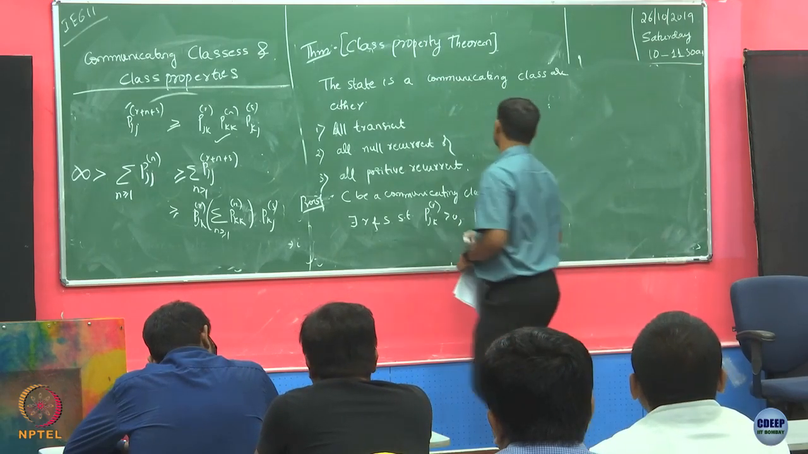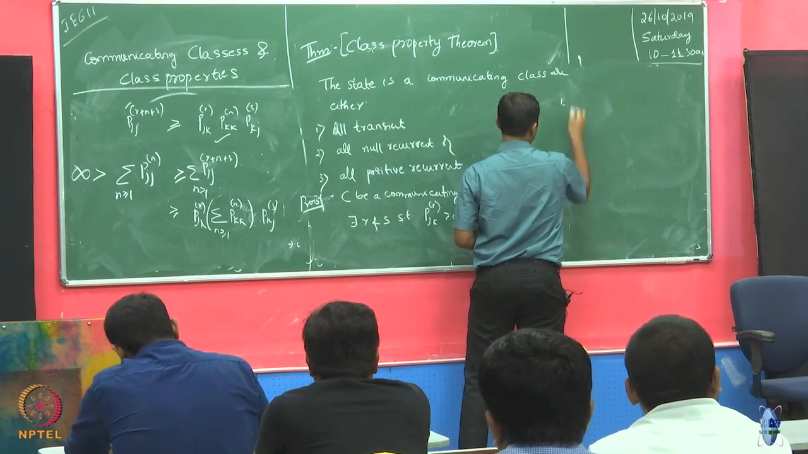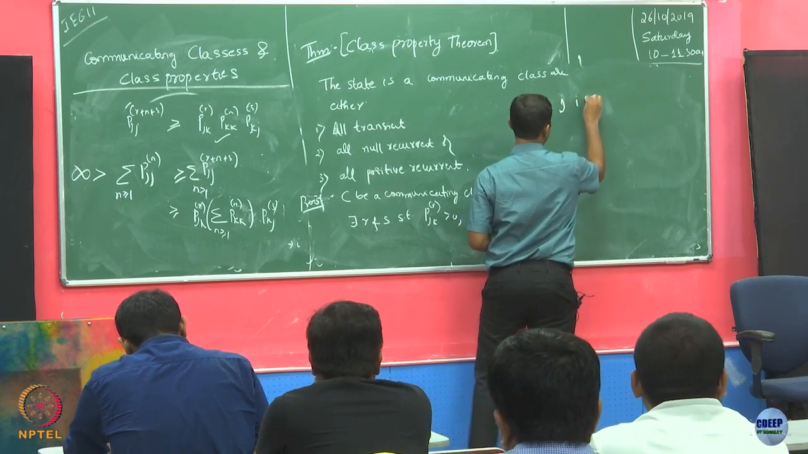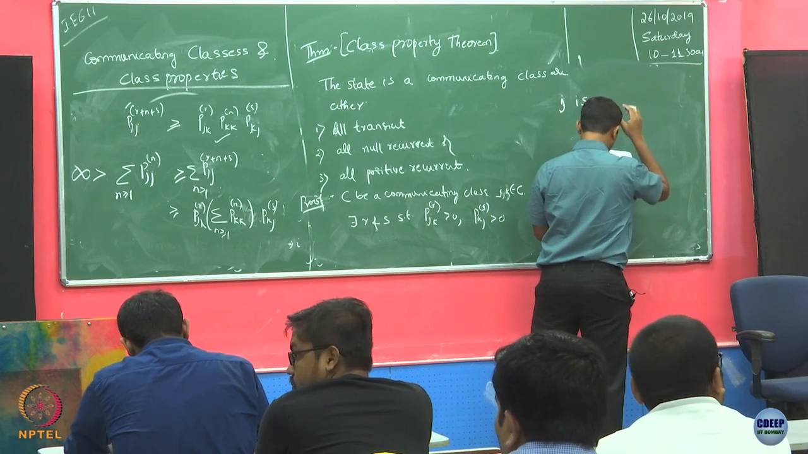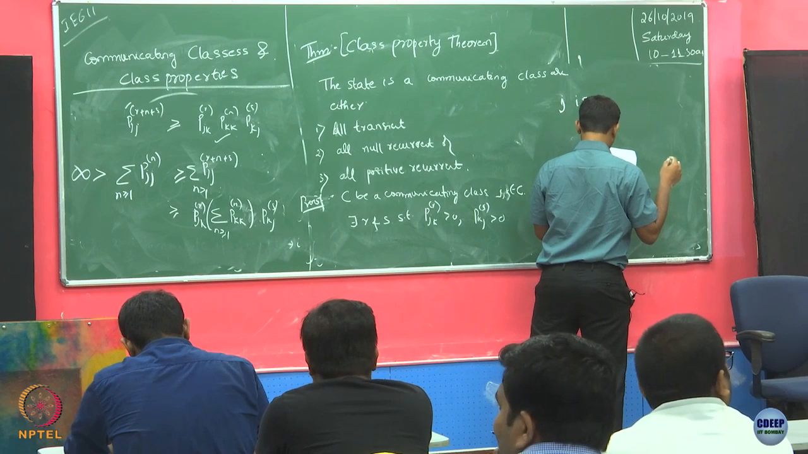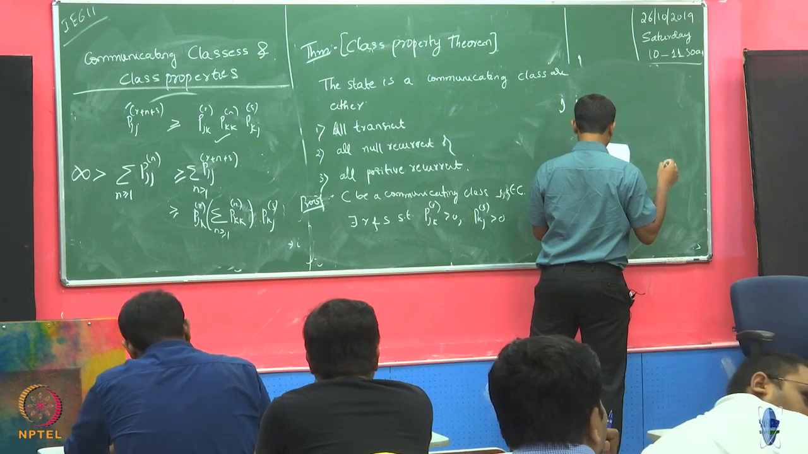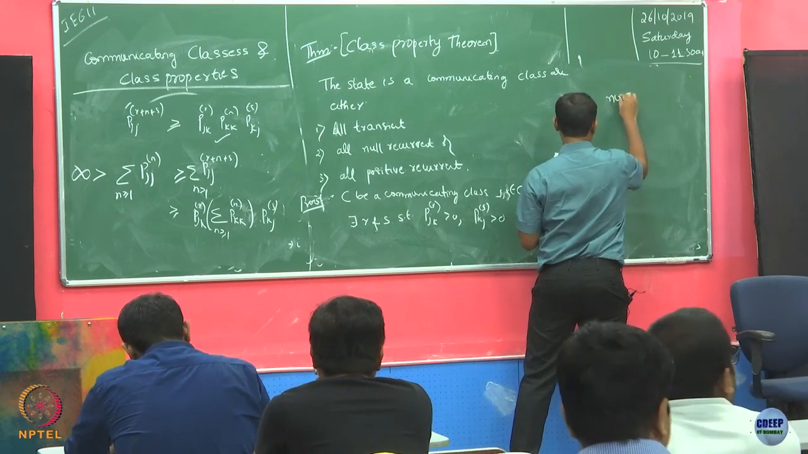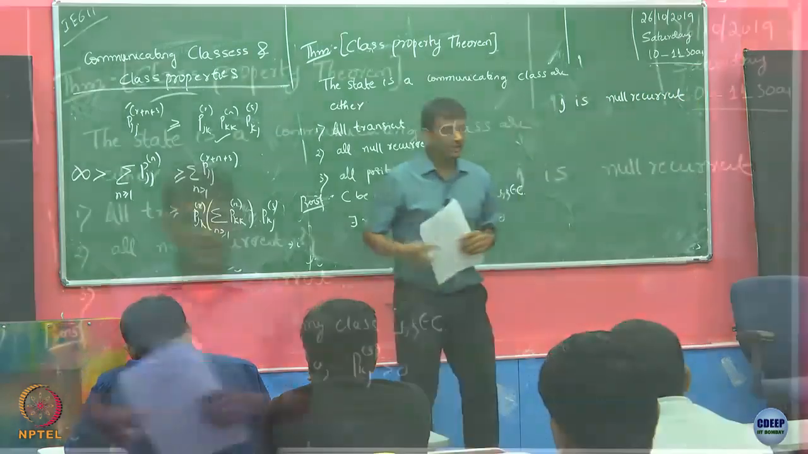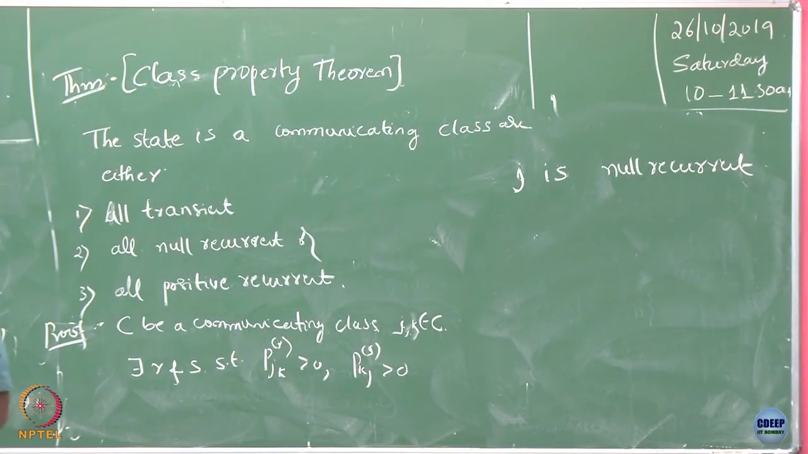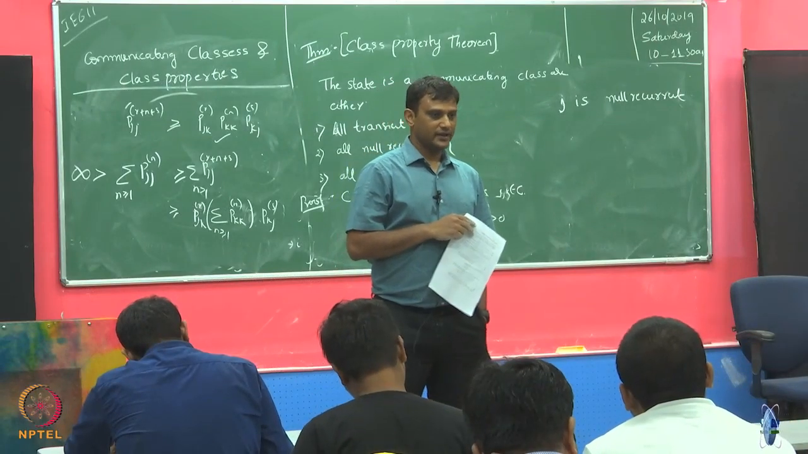So now let us look at the case where j is null recurrent. Now we are going to say that if j is null recurrent, then we are going to show that k is also going to be null recurrent.